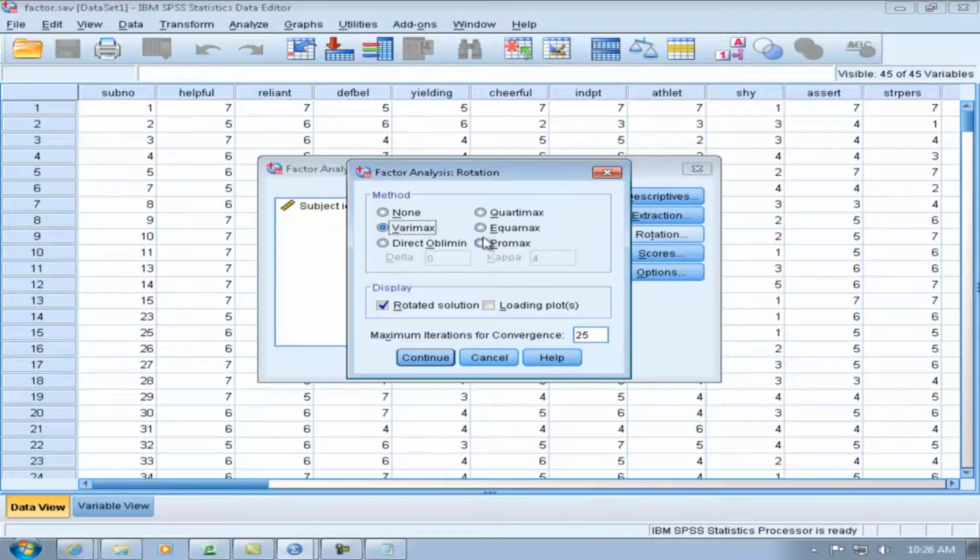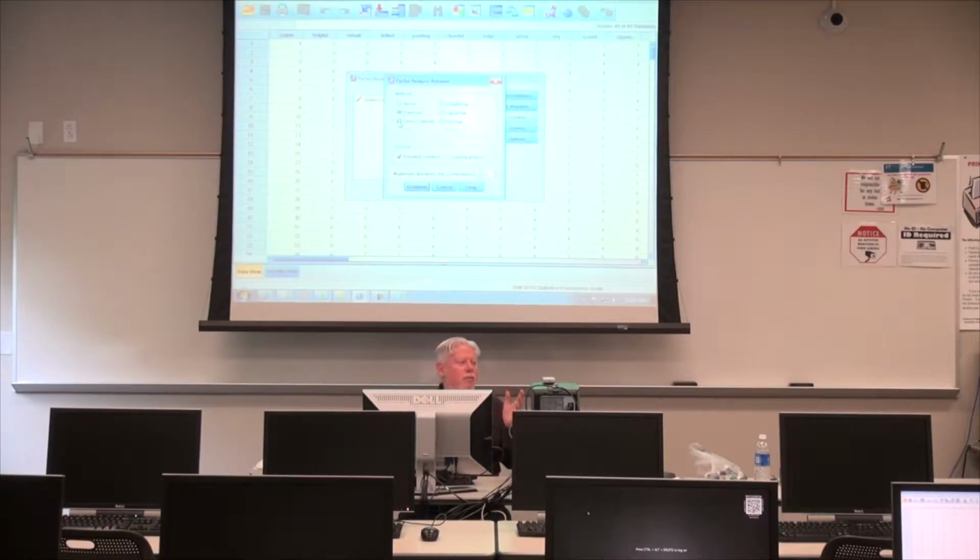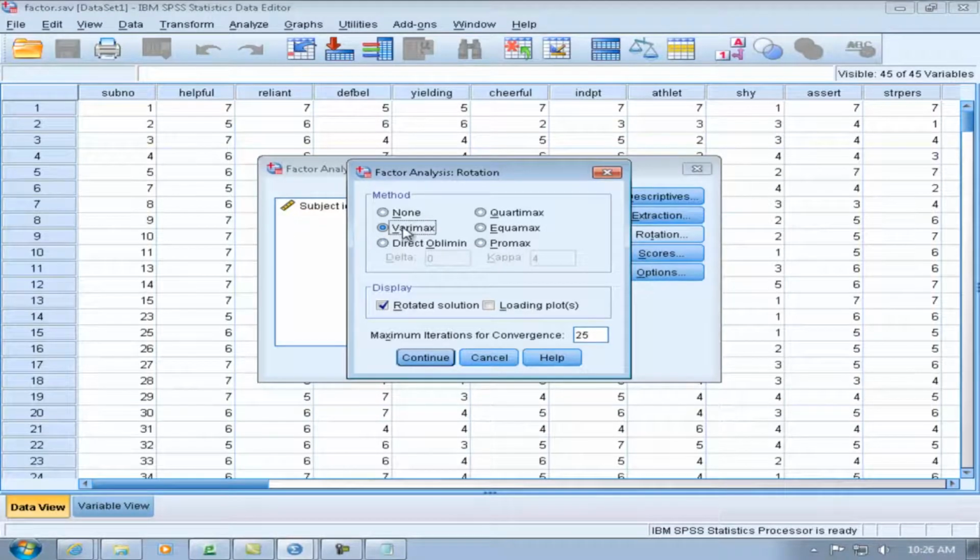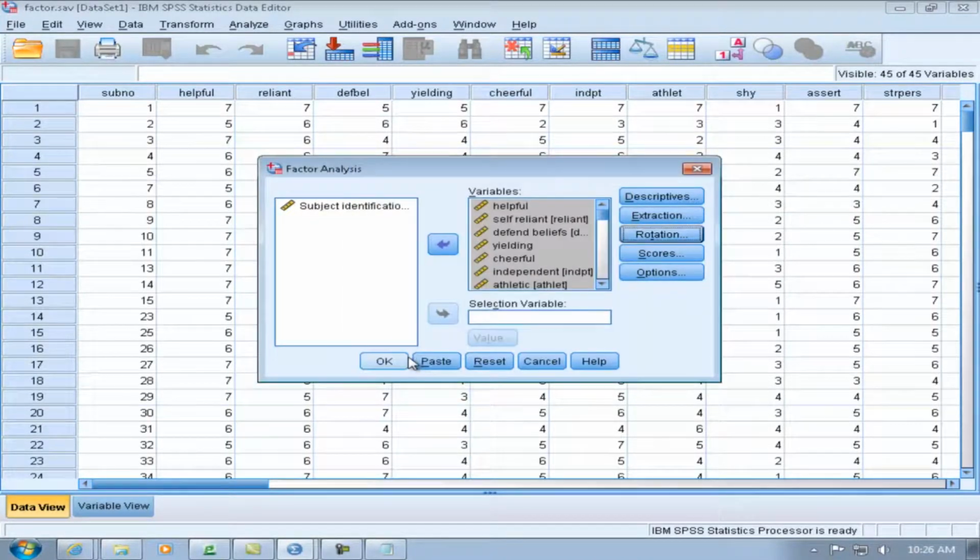This one is a probability one. This one here is non-orthogonal. The reason we're doing this is so our factors are independent of each other and not correlated. So we would not use it. I have used it sometimes with biological research, but never in educational or psychological research. So Varimax is the one you're going to be most often using. Then I'm going to click on Continue again.